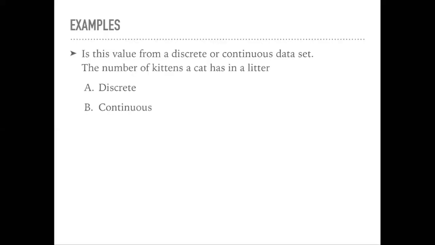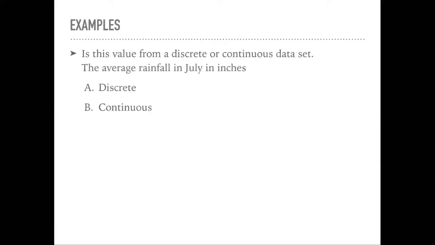Is the value from a discrete or a continuous data set? The number of kittens a cat has in a litter. For this, we would have to count the number of kittens in each litter. And counting means discrete, so this would be discrete. Is this value from a discrete or continuous data set? The average rainfall in July in inches. Well, this would be a measurement, so this would be continuous.